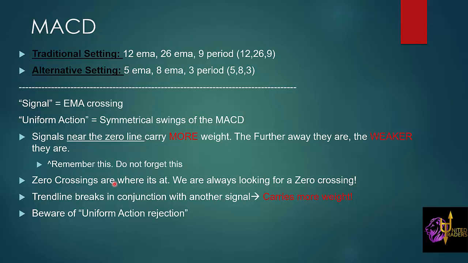Now, earlier we discussed trend lines. You can also draw trend lines on MACD. Trend line breaks in conjunction with another signal such as a zero crossing carry a lot of weight. If I'm losing you here with the context, just stay with me, come back to this slide in a few moments, and you'll see exactly what I'm talking about. And also be aware of uniform action rejection, right? We said uniform action is when we have symmetrical action where we come up, come down, and it looks symmetrical, right? Both sides are equal. So beware of uniform action rejection.